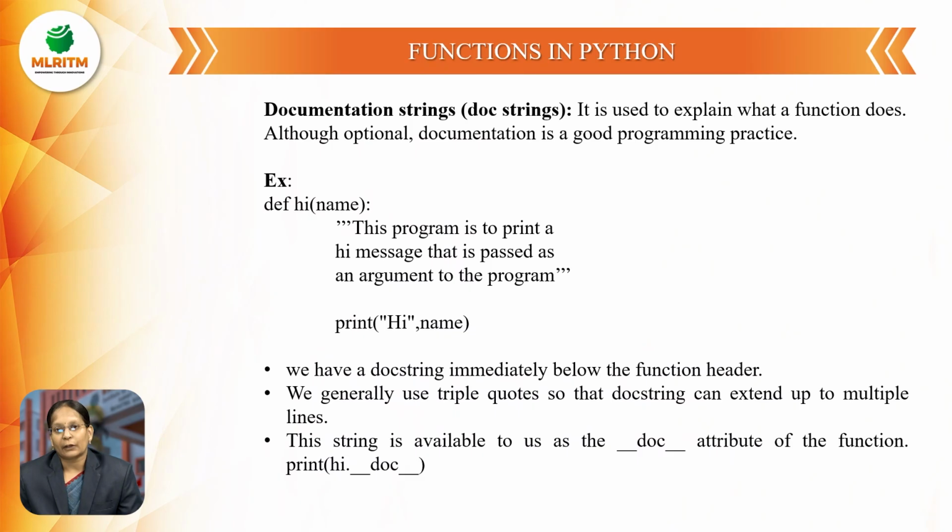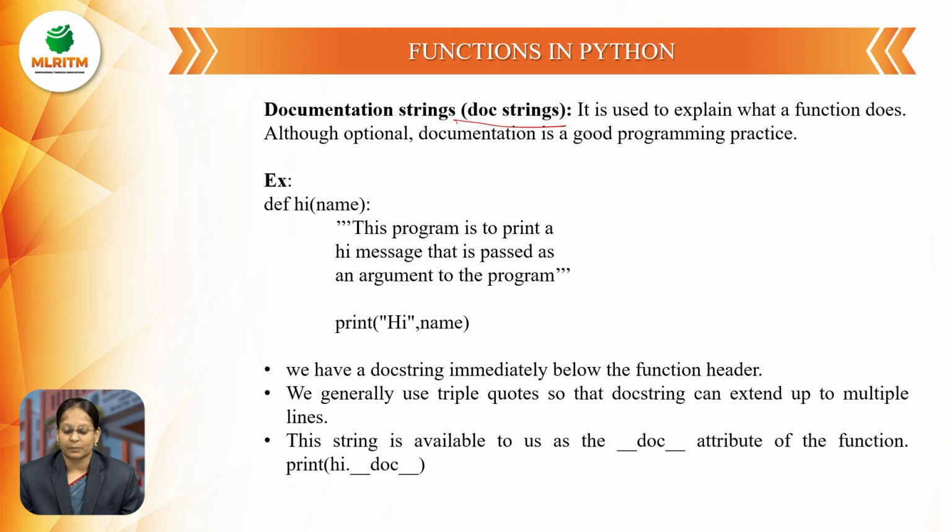Next one is the documentation string, also called a doc string. It is used to explain what a function does, although it is optional. Documentation is good programming practice. Why? Because the documentation line tells about the program we are writing, so that the code is for which purpose, for which task we are writing the code.